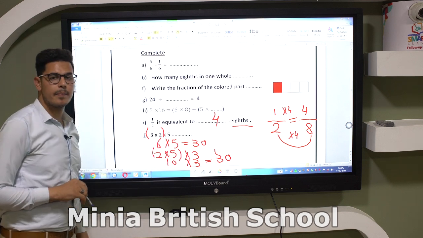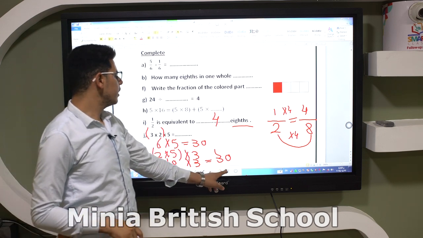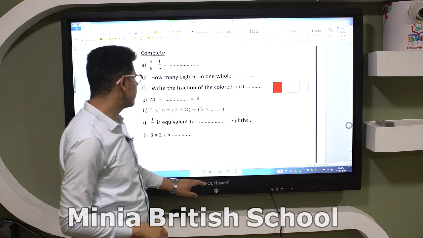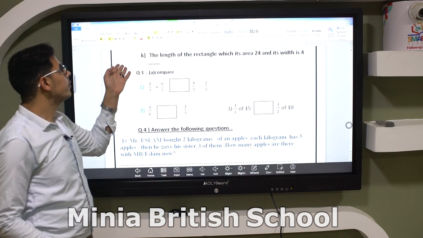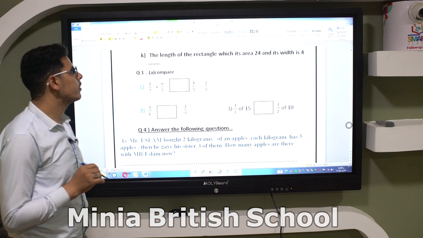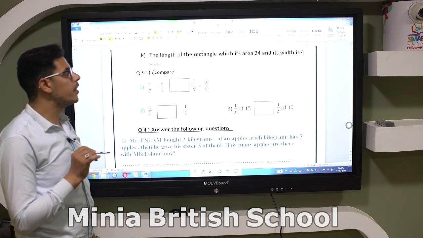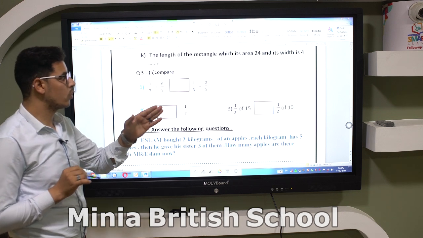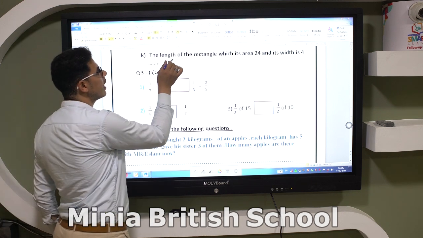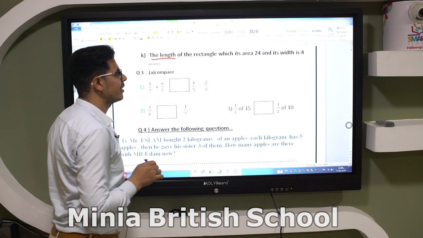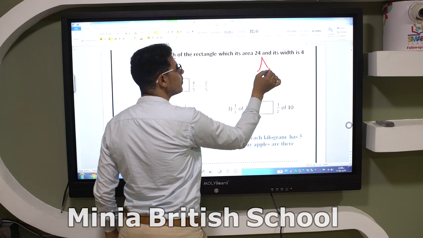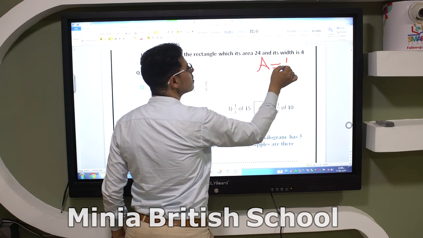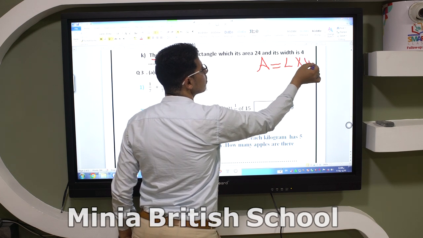It will be the same answer. Let's see the next example. Here, the area of the rectangle is 24 and its width is 4. How can I find the length of the rectangle?